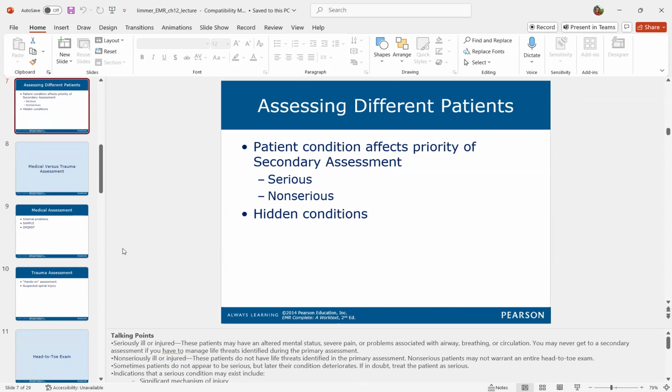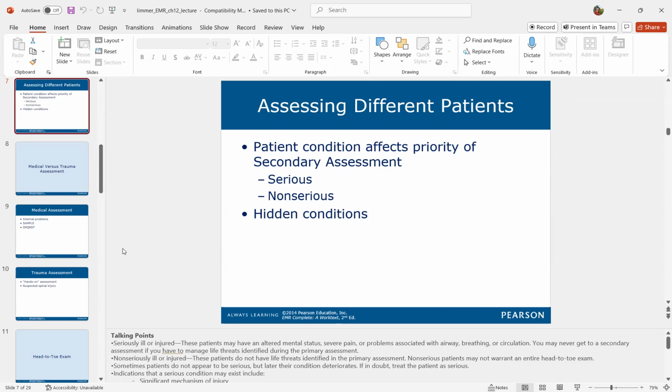Non-seriously ill or injured: these patients do not have a life threat typically identified in their primary assessment. Non-serious patients may warrant an entire head to toe or may not. They fell and twisted their ankle. We're not going to do a head to toe on somebody when they can say, my ankle really hurts. So we're just going to do our secondary assessment on that ankle injury. Sometimes patients do not appear to be serious, but later their condition can deteriorate. So when in doubt, we're going to treat these patients as serious if we're not really sure what's going on with them.